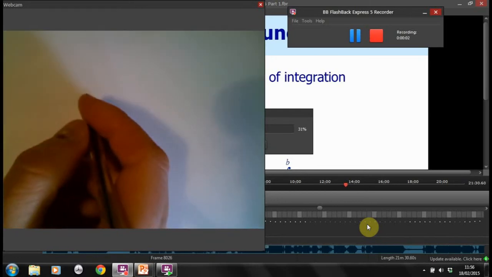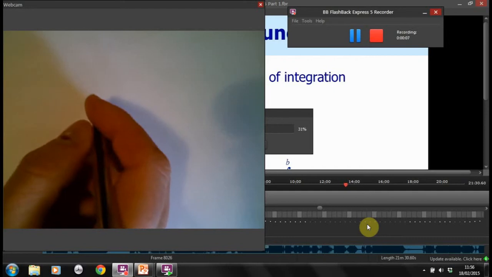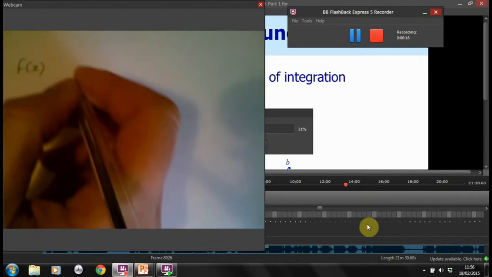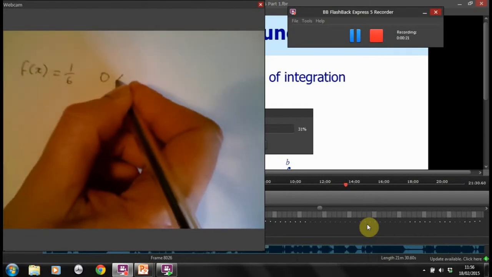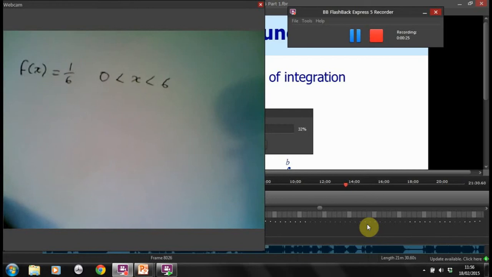Okay, this is part 2 of lecture 5, and what I wanted to do here was just have a quick look at the final example and work through it step by step so that you can see what's going on. If you remember that example, the idea is we've got a PDF, f of x equals 1 over 6, defined for values of x between 0 and 6, and it's equal to 0 otherwise.